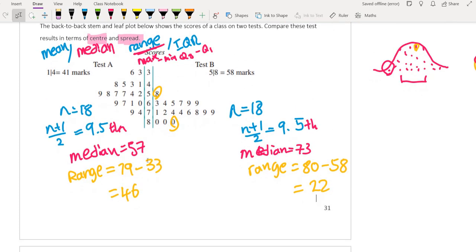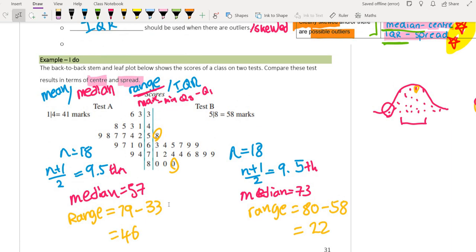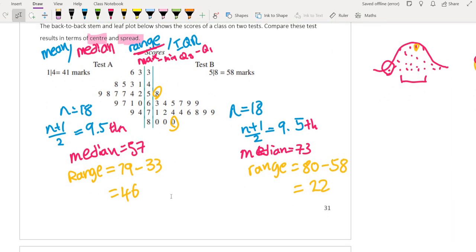So all the hard work is done. Now we just need to compare them. We want to write a couple of sentences summarizing our data. So have a go at doing that by yourself, and pause the video now and come back for the answer.